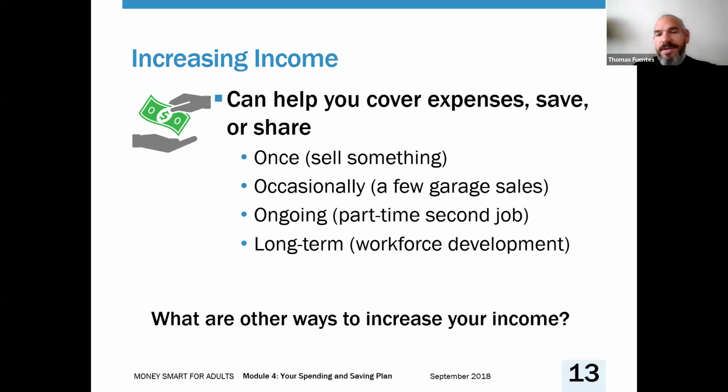So we kind of talked about the increasing of income. There's two ways to deal with it: increase income or cut expenses, right? So you may be able to increase your income, which will help you cover more expenses and allow you to have more money in the end. Some activities may provide more income once or occasionally, such as selling items in a garage sale. Some activities may provide more income on an ongoing basis, such as getting a part-time or a second job. Some activities may be long-term, where you devote some time before the strategy will generate income, such as participating in a local workforce development program, for example. But there are several different ways in which increasing income can come about.